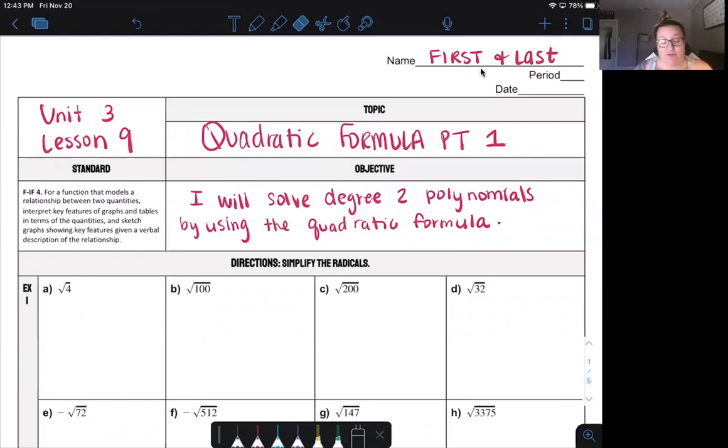Today's lesson is Unit 3, Lesson 9. Don't forget to put your first and last name, the period, and the date at the top right-hand corner of the paper. And our objective today is: I will solve degree 2 polynomials by using the quadratic formula.